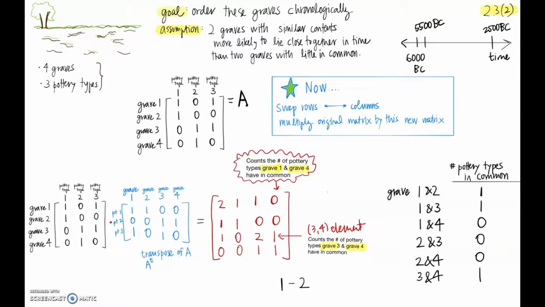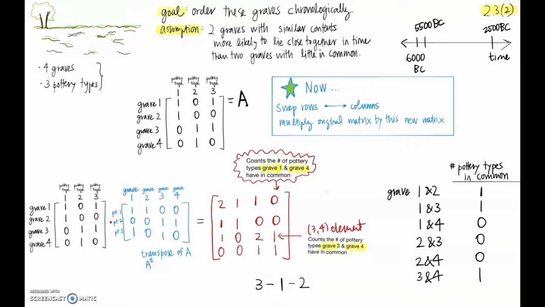So 1 is close to 2, and 1 is also close to 3. So one possibility is a relationship like this, that maybe 3 came before, and then 1 was a certain time period, and then 2. All we know is that 1 has things in common with both of these.